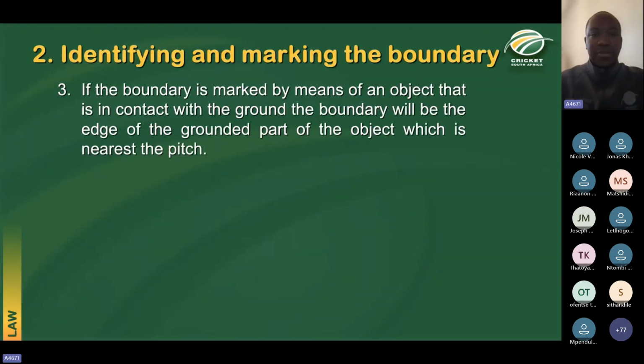The boundary is marked by means of an object that is in contact with the ground. The boundary will be the edge of the grounded part of the object which is nearest the pitch. So if you've got boundary cushions and you don't have a white line underneath them, then the inside edge of that boundary cushion is the boundary.